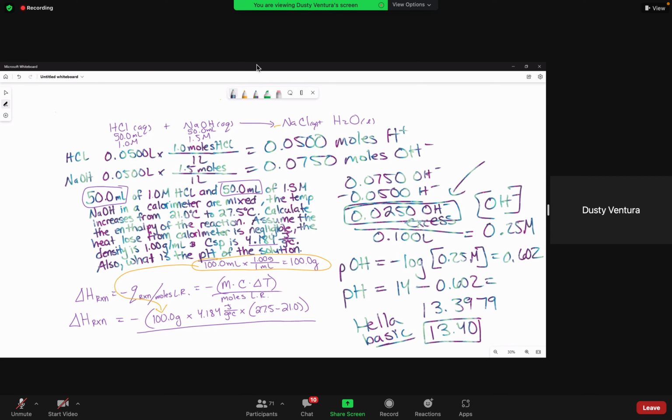Okay. We've got to go back to the thermochemistry. We needed moles of limiting reagent. The limiting reagent is the one that you have in lesser amount. So you found moles of limiting reagent up here.